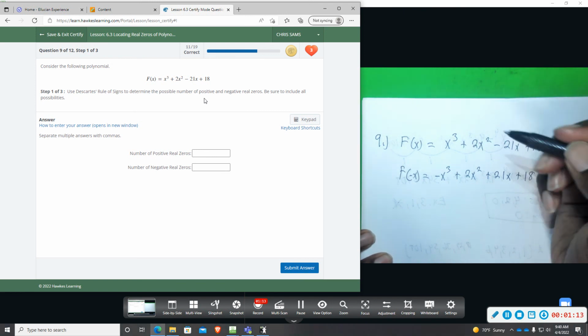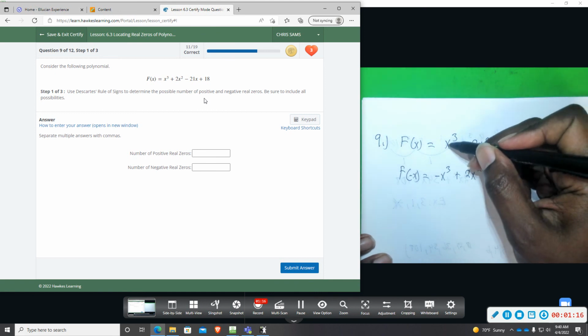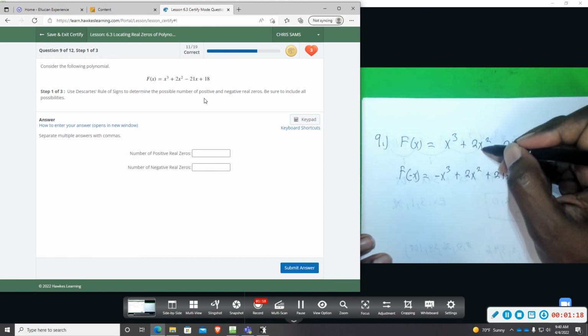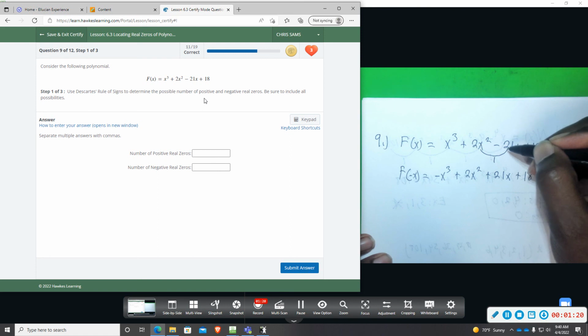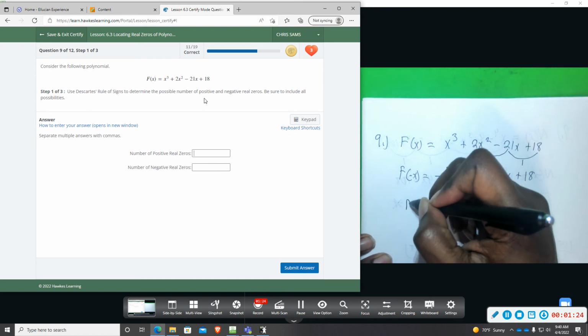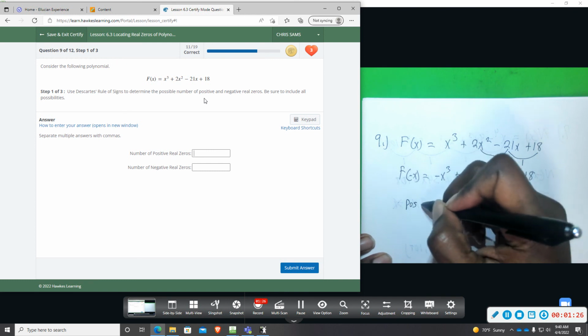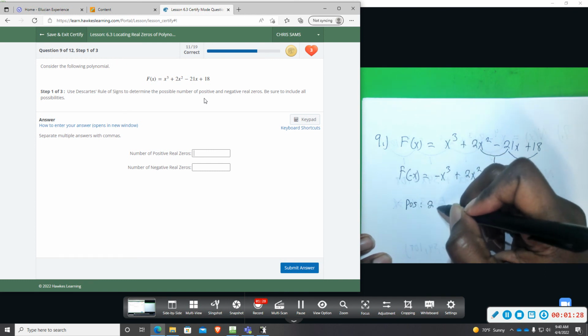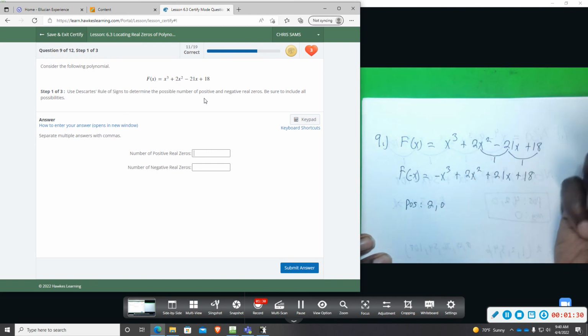All right, count how many times the sign changes. Positive, still positive. Positive to negative is 1. Negative back to positive, that's 2. So with my positive, it changed signs 2 times, so either 2 or 0.